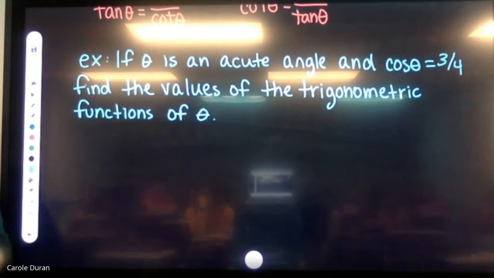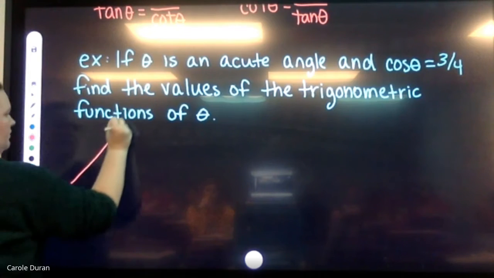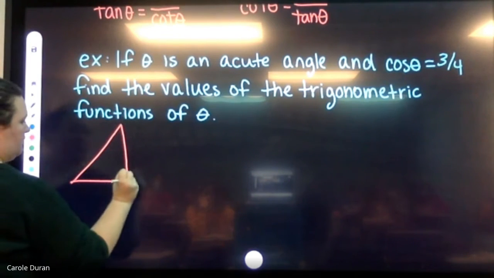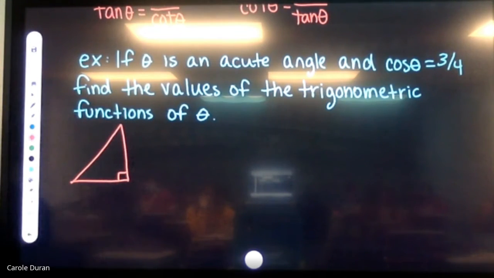Okay, so when I'm solving something like this, the first thing I need to do is draw the shape that we're working with. So here, that's a right triangle. So I drew my right triangle, I put my 90-degree angle to make it a right triangle.